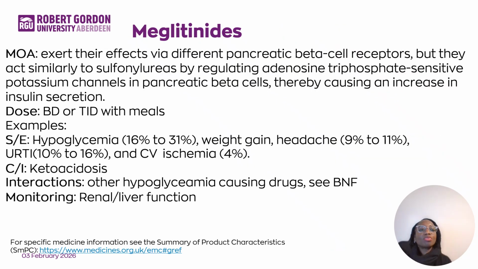Now we'll move on to the meglitinides. They exert their effects via different pancreatic beta cell receptors, but they act similarly to sulfonylureas by regulating the ATP-sensitive potassium channels in the pancreatic beta cells, thereby causing an increase in insulin secretion. Again, they'll only be effective if there is some insulin to work with. These are taken with meals 2 or 3 times a day. There are very few of them in the market just now.